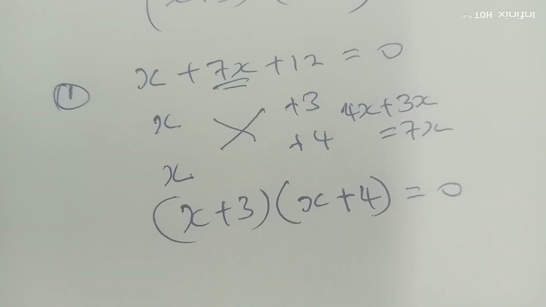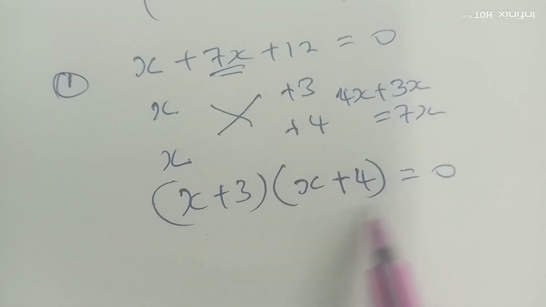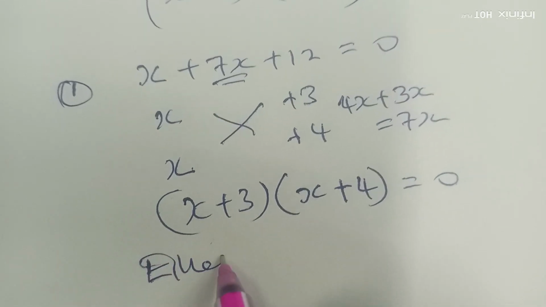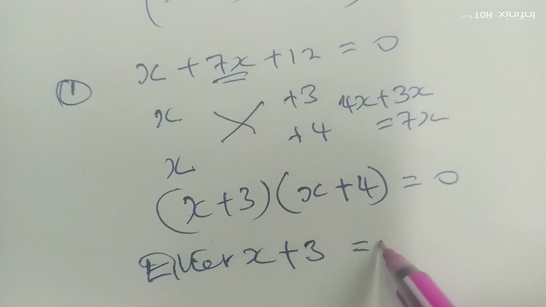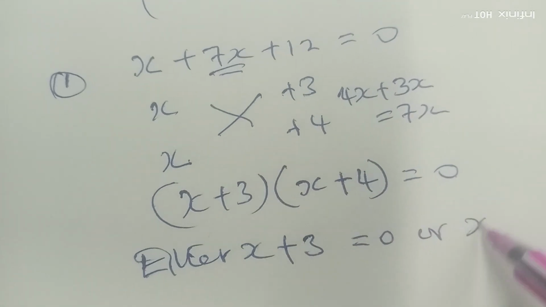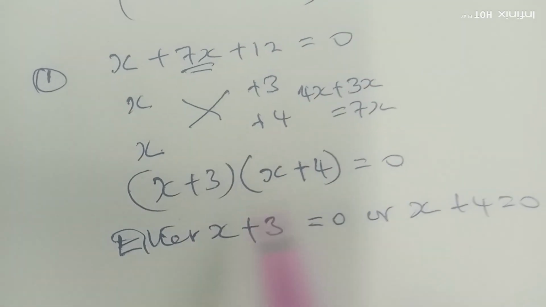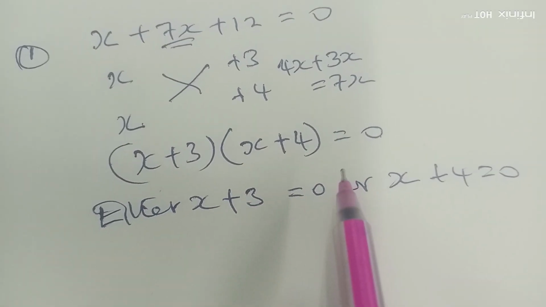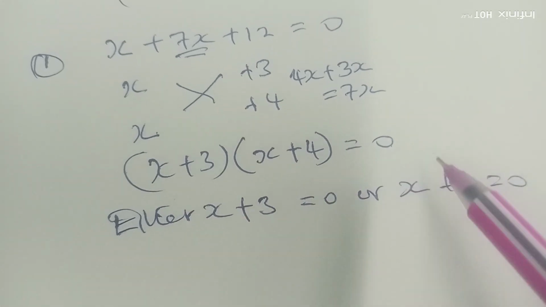So what does it mean? It means that either of the roots is equal to 0. We can easily say that either x plus 3 is equal to 0 or x plus 4 is equal to 0. One of them must be 0 in order for this quadratic equation to hold, because 0 times a number is 0.